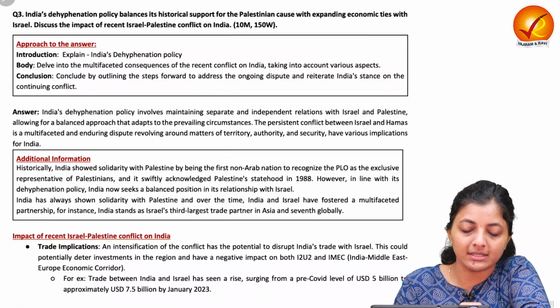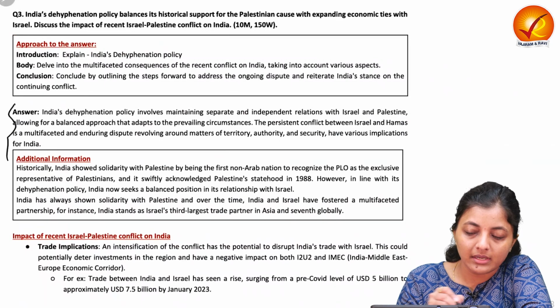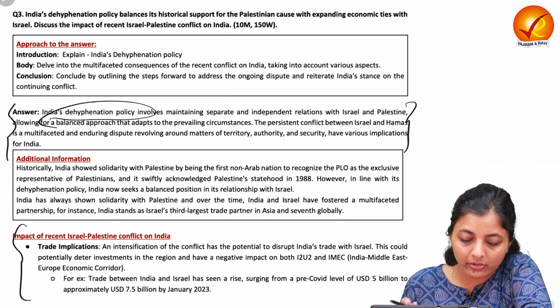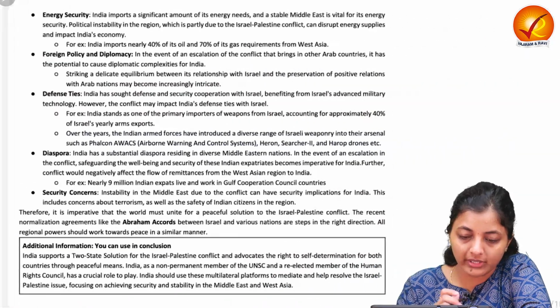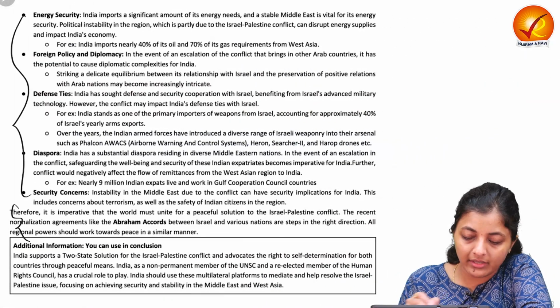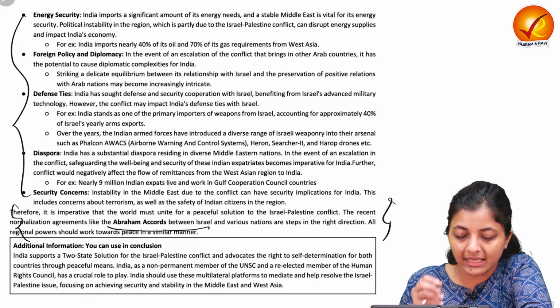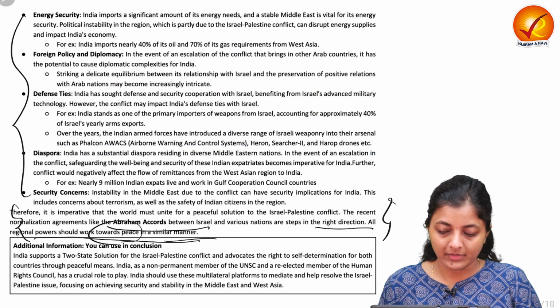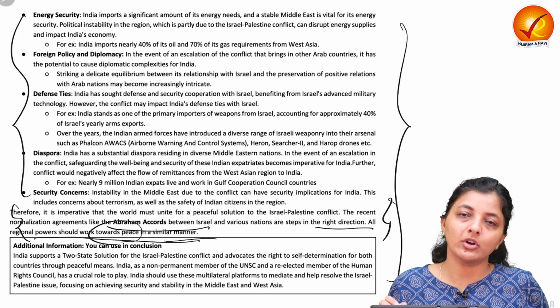Now let's see the model answer. First, it is writing about India's de-hyphenation policy, then the impact of the India-Israel-Palestine conflict on India, and finally concluding with the Abraham Accord. On the lines of the Abraham Accord, some regional powers should come together for peace in a similar manner. So this way we have completed all the three questions.